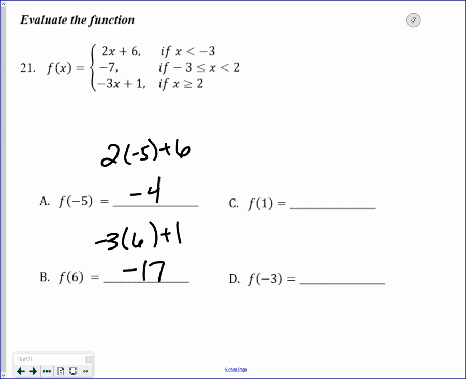1. 1 is in between. It's in this one, in between negative 3 and 2. And since there is no variable, the answer is just negative 7. And then the last one is the most complicated of the group. Negative 3 is actually located here. Again, its x is between negative 3 and 2, but it's equal to negative 3, then the answer to this is also negative 7.